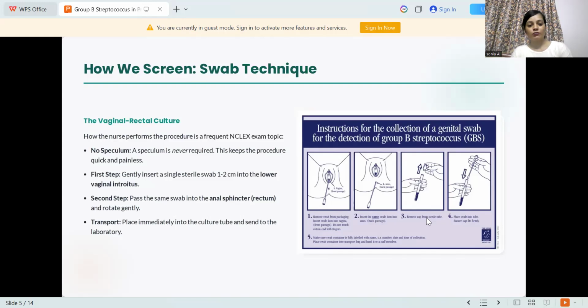First of all, gently insert a single sterile swab 1 to 2 centimeters into the lower vagina. Second step, pass the same swab: first we insert it into the vagina and take the sample. After that, the same swab is inserted into the anal sphincter, which is seen in this picture as well, which is the rectum, and rotate gently. After that, remove the swab, place it immediately into the culture tube, and send it to the laboratory.